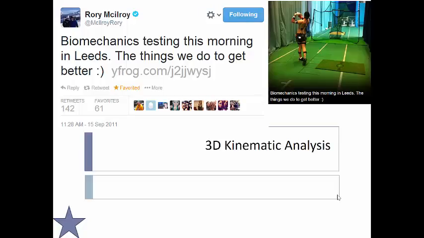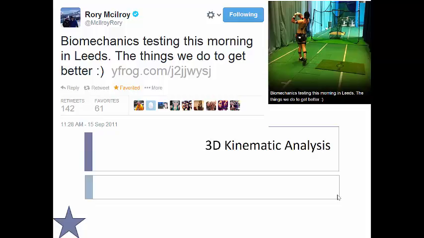Okay, so now we're going to talk about measurement of kinematics in 3 dimensions. On the top of the slide here, you'll see a tweet that I've taken a screenshot of. And this is from very well-known golfer Rory McIlroy when he visited our lab when I worked in Leeds Beckett University.